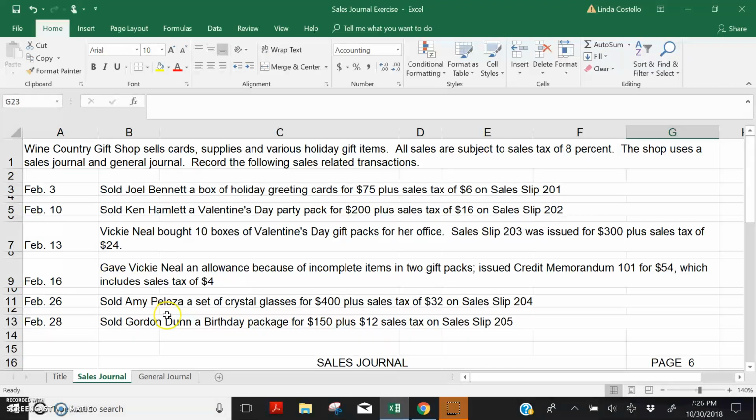Ask yourself this important question. Is this a sale of merchandise on credit? The answer is no. Therefore, this transaction cannot be recorded on the sales journal. We'll need to record the transaction in the general journal instead.